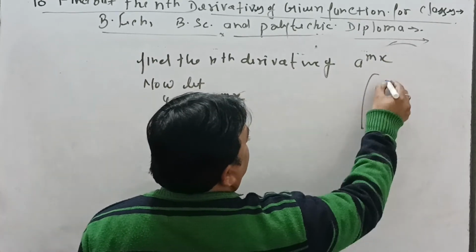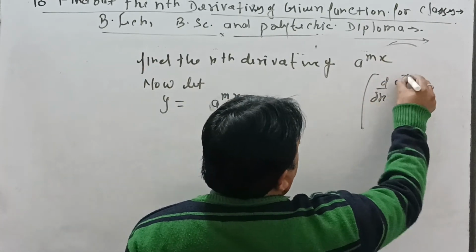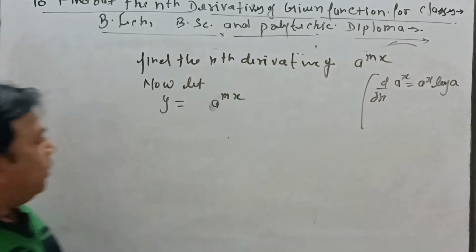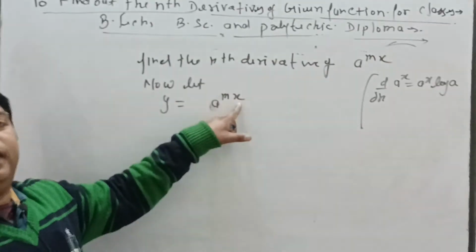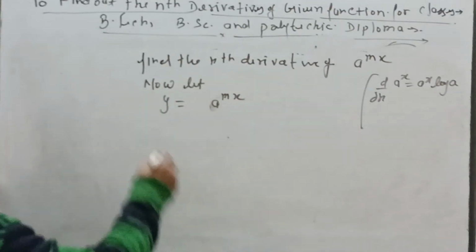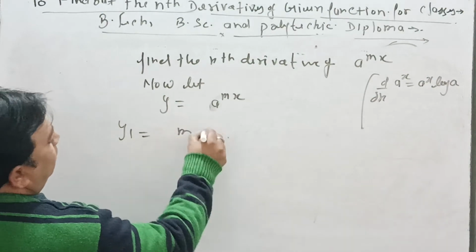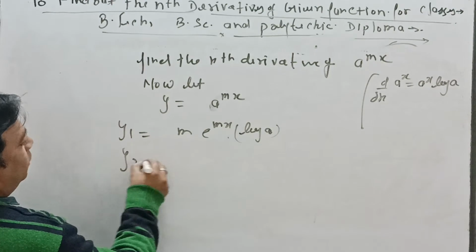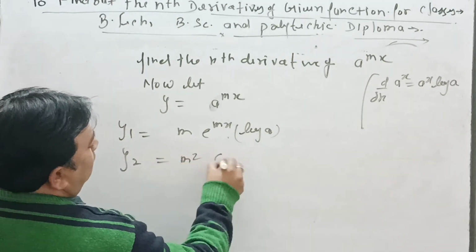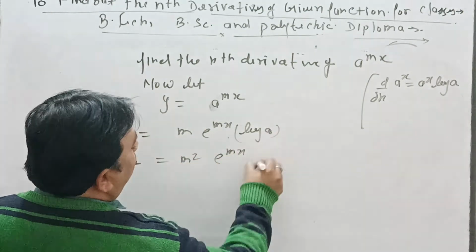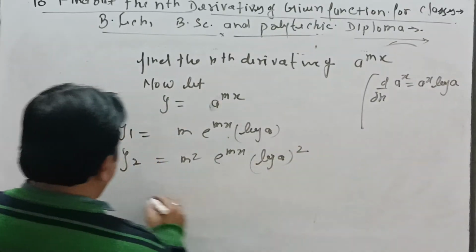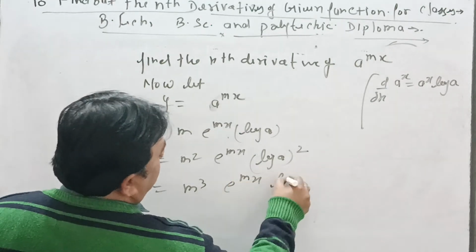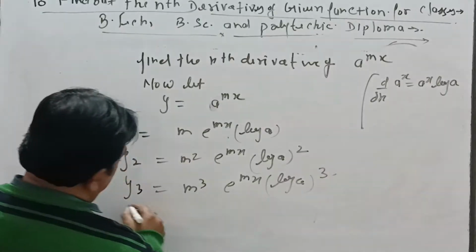We know the formula for d over dx of a to the power x, which is a to the power x log a. But here, in a to the power mx, only the m is extra. So y1 equals m a to the power mx log of a. Again, y2 equals m square a to the power mx, log of a whole square. And y3 equals m cube a to the power mx, log of a whole cube, and so on.